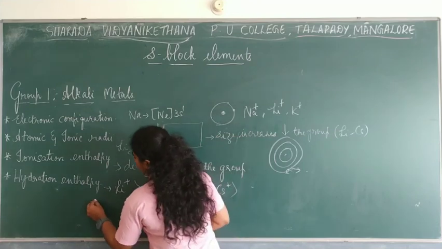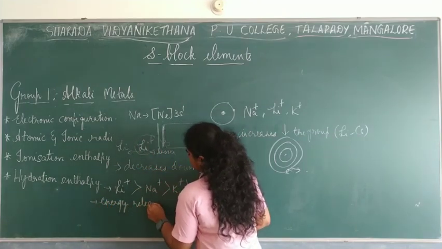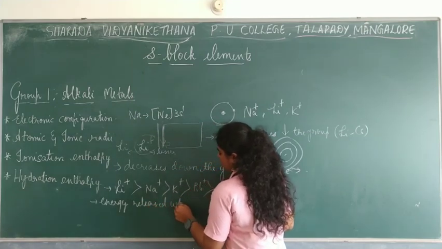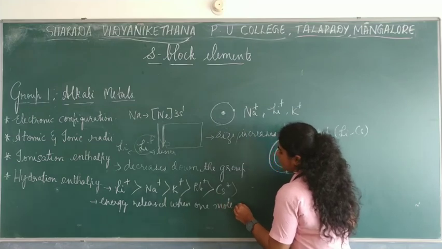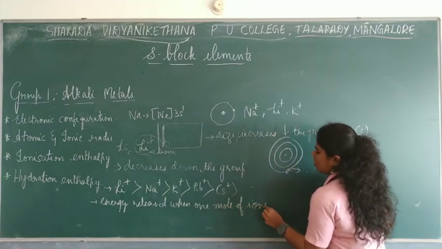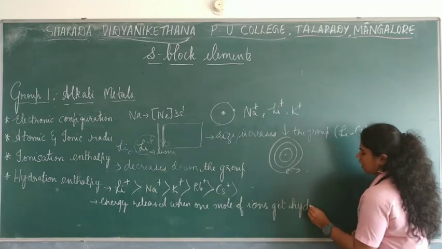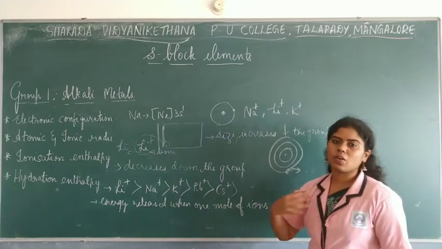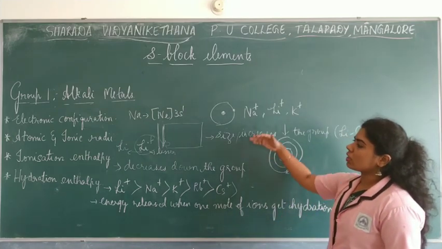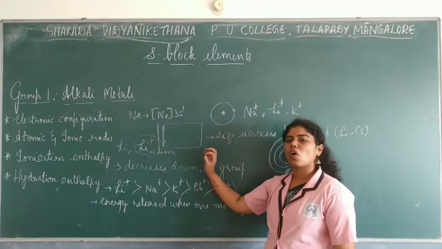What is hydration enthalpy? Energy released when 1 mole of ions get hydrated or undergo hydration. Anyway, hydration is nothing but you are making it dissolve in water. So these are the 4 basic properties which are to be understood for alkali metals.